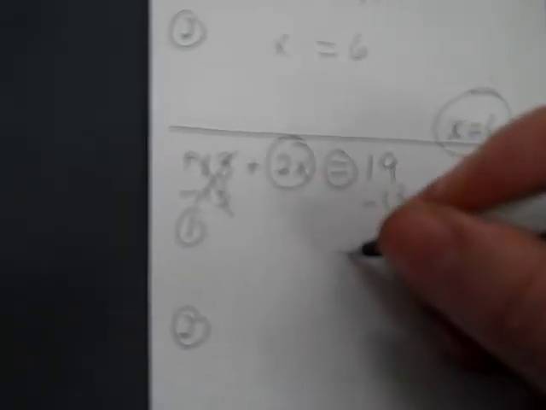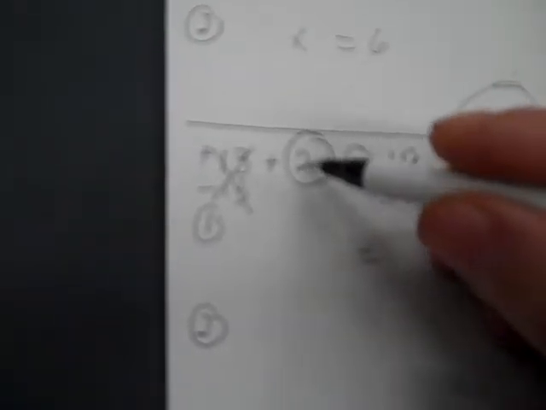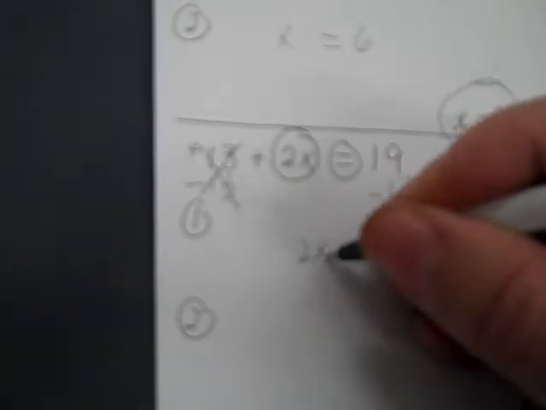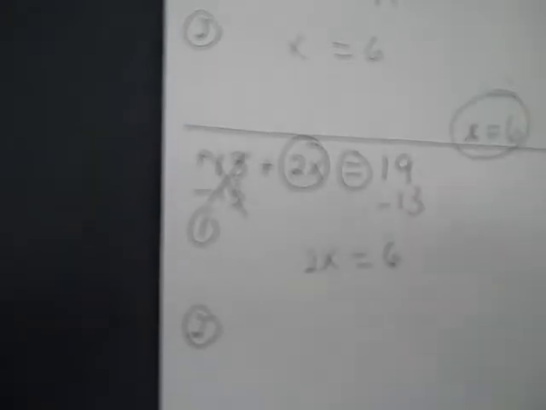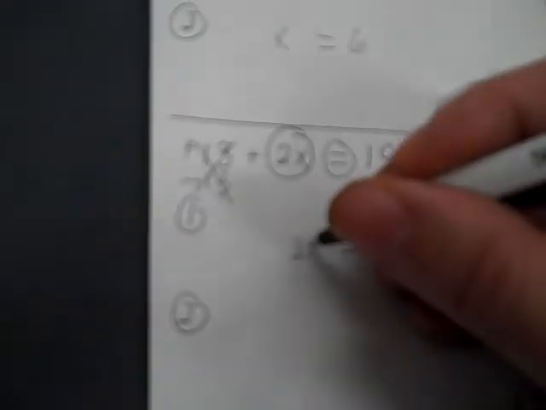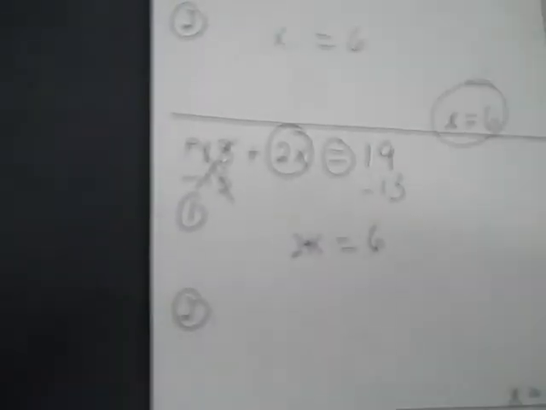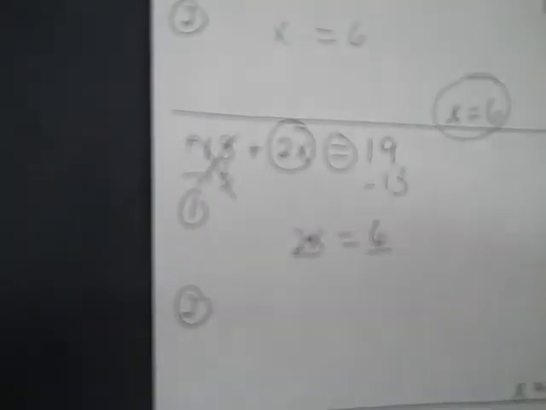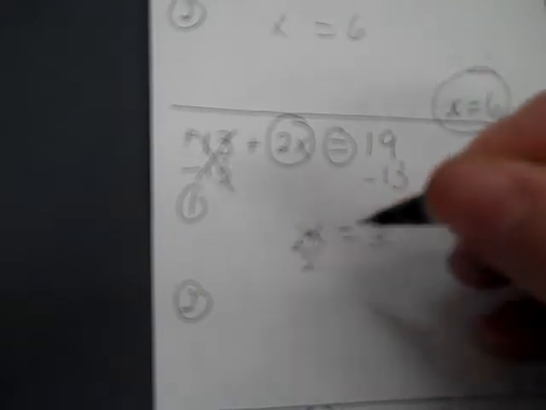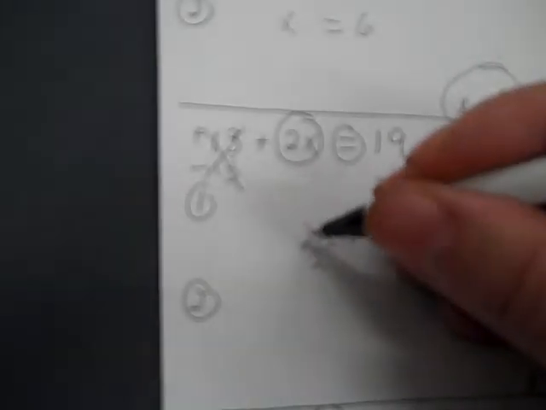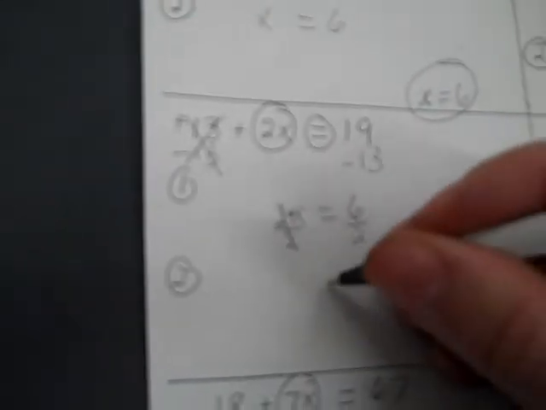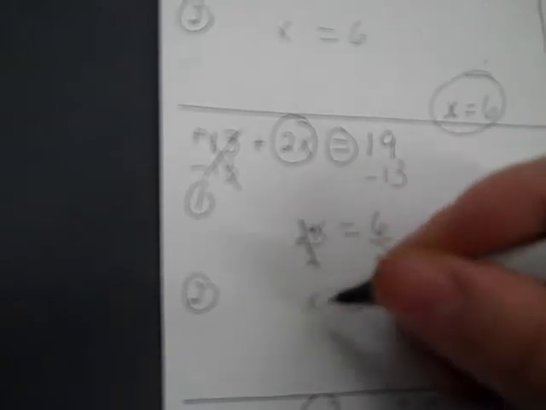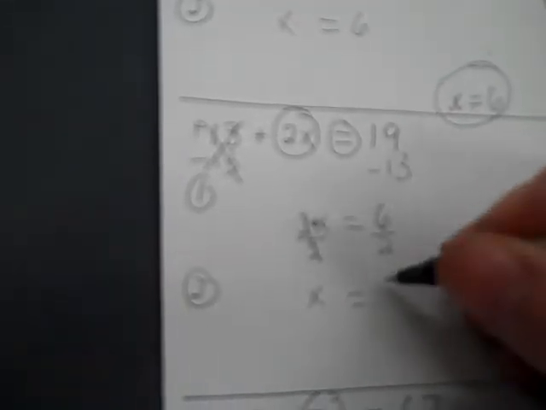So you drop your equals, and we have 2x. And then 19 minus 13 is 6. And I dot that so I know it's multiplied, so I know what I need to do is do the opposite, which is divide by the 2. And where I have the 2 and the 2, we cross those out. And I have x, and 6 divided by 2 is 3.